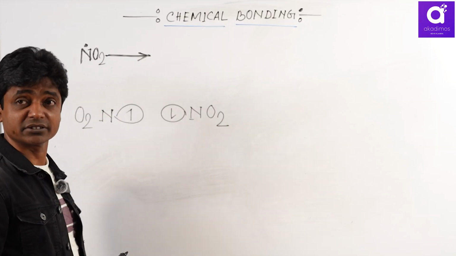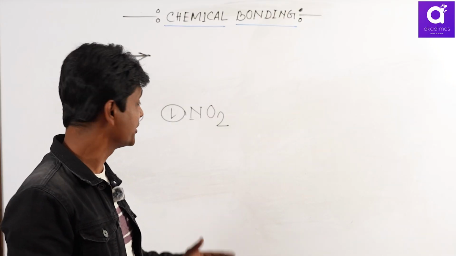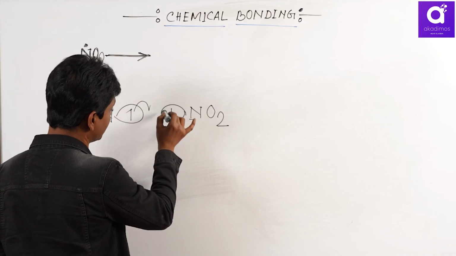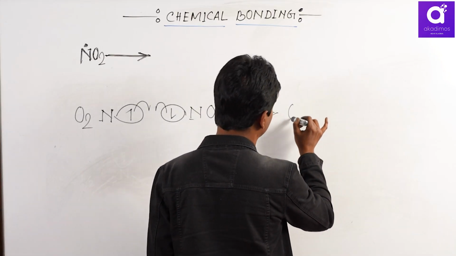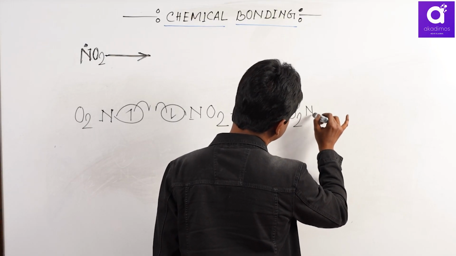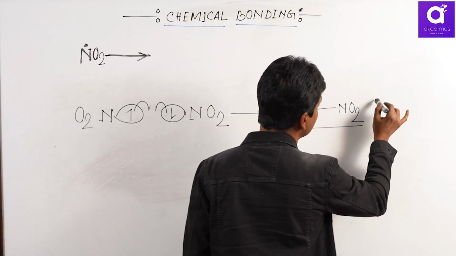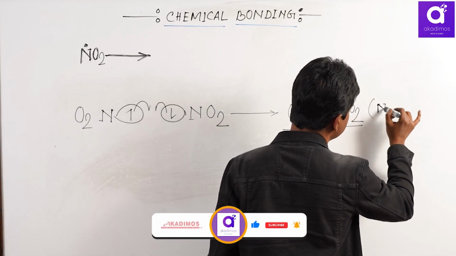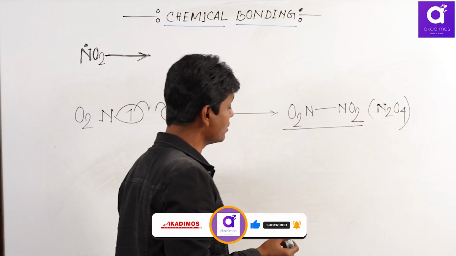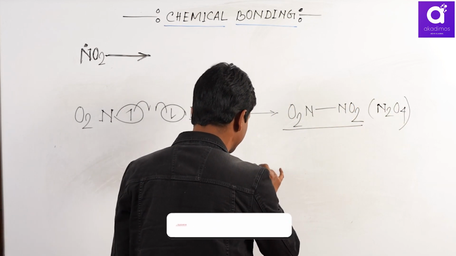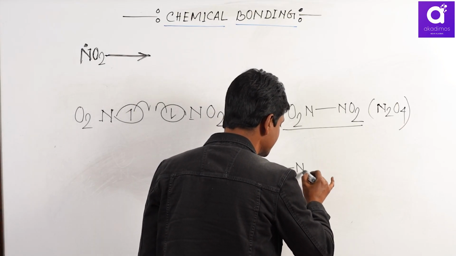Now they form a dimer. You know, in the liquid state, NO2 will form a dimer. This one electron is shared by two nitrogen atoms of two different NO2 molecules, and you will get N2O4. That is the dimer of NO2. In the liquid state, NO2 majorly exists as N2O4. Now, if I draw a clear picture of N2O4, there you will get an NN sigma bond.